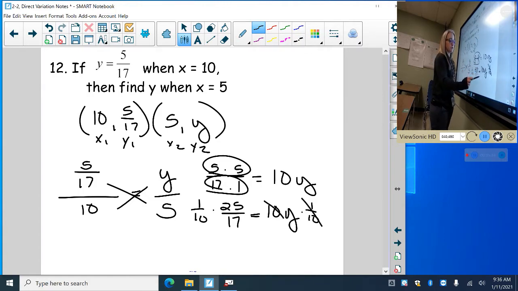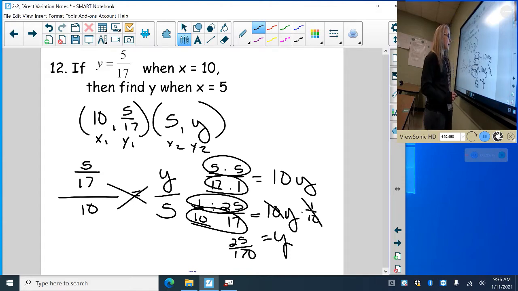1/10 of 10 is just 1, so I'm left with y. And here, now I can multiply the tops and multiply the bottoms. We get 25 over 170. Okay? If you're not sure, use a calculator.